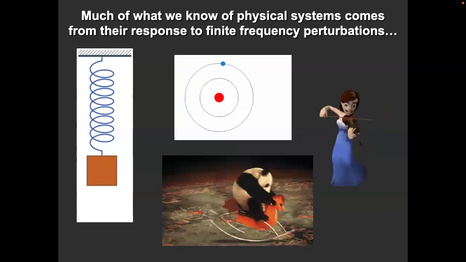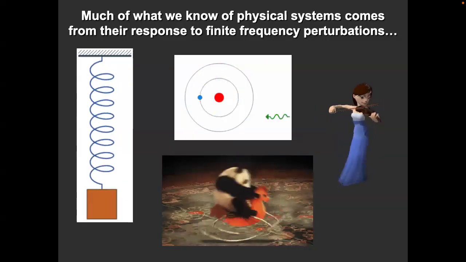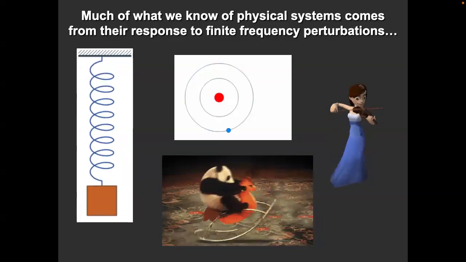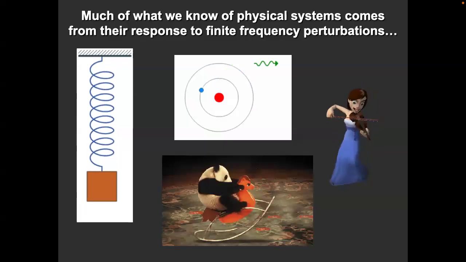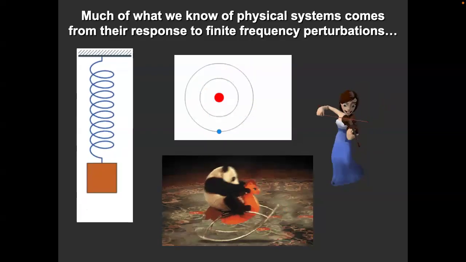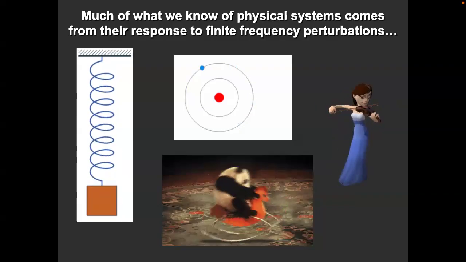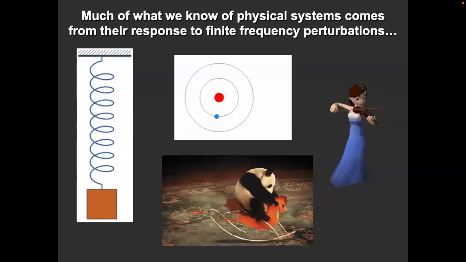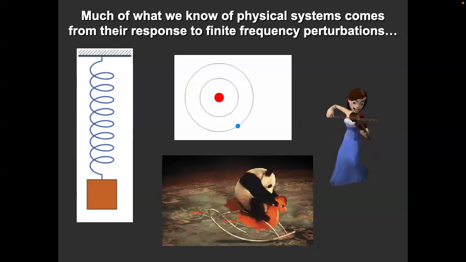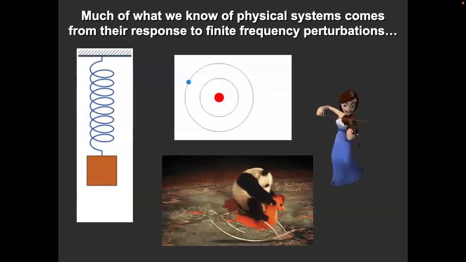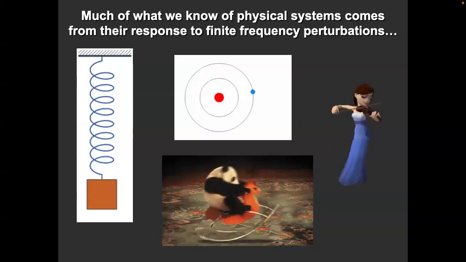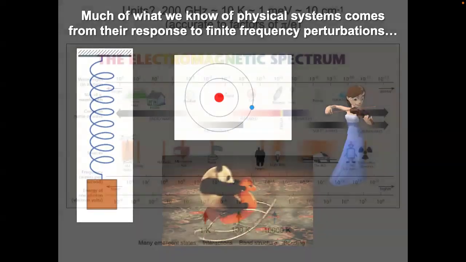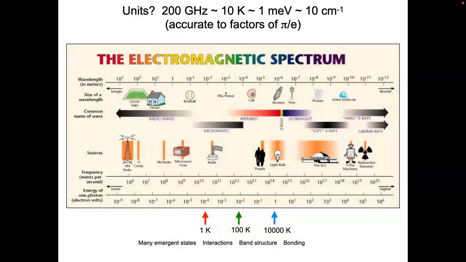So I think it's fair to say that much of what we know about physical systems comes from their response to finite frequency perturbations. Finite physical and chemical systems are typically characterized by a few frequencies. And if we drive the system at those frequencies, we can find resonances, right? And that's true for everything from atoms to masses on springs to violin strings to whatever this thing is here. All of these systems have particular frequency scales, and we can drive them at those frequencies and learn something about the systems from their response to those drives at the natural frequency scales.